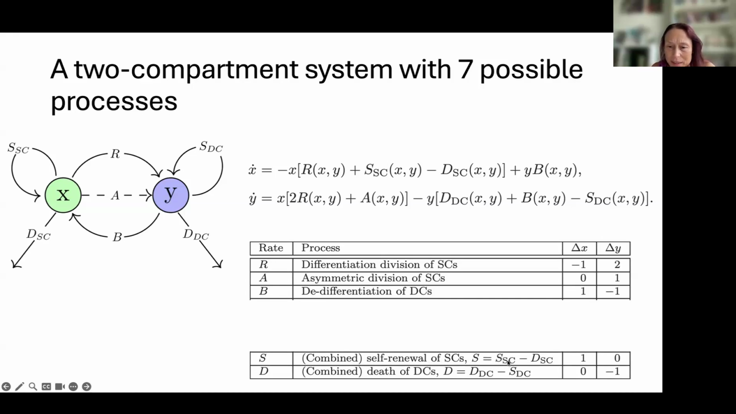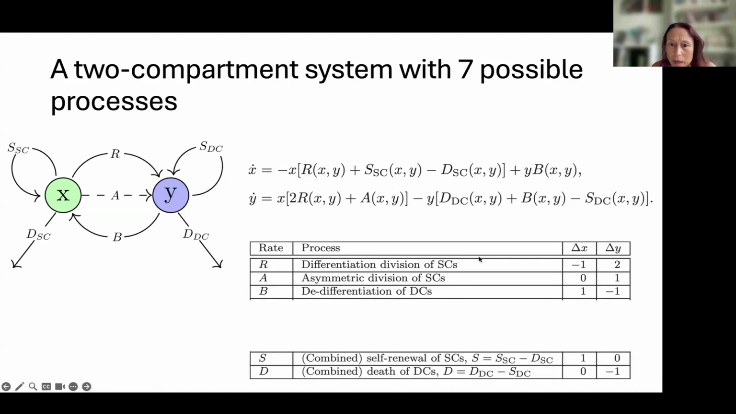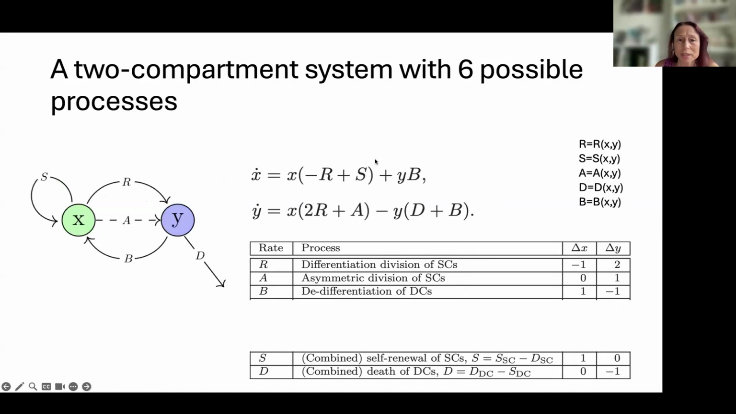We combined SCS and DCSC like this. And we combined the death of differentiated cells in their divisions with a minus sign. So if we do that, we have fewer terms in the equations, okay? And so this is the system we'll be working with.